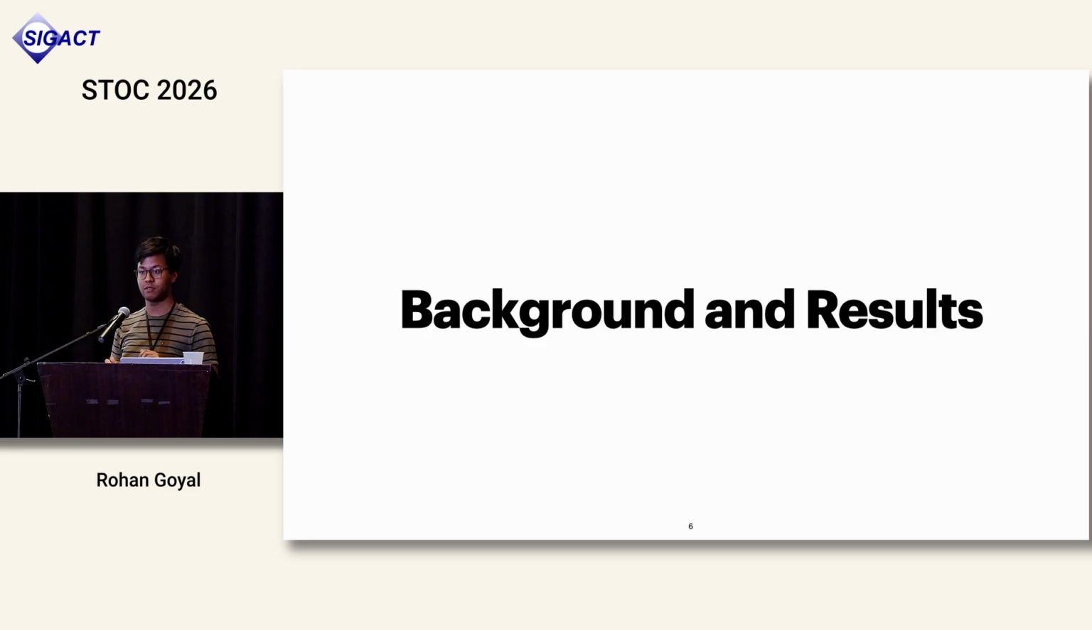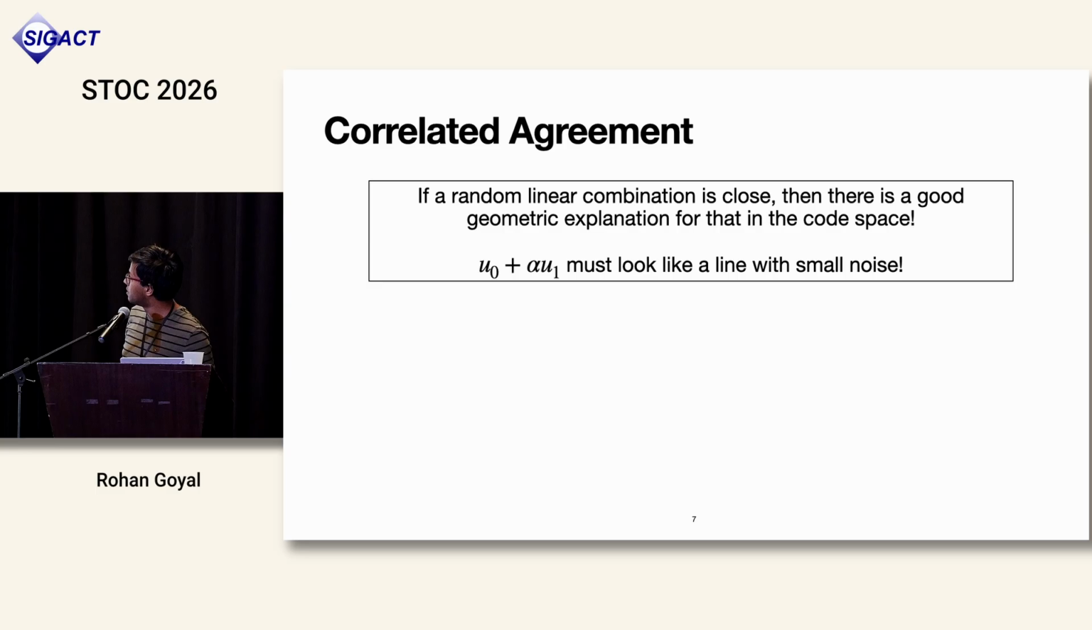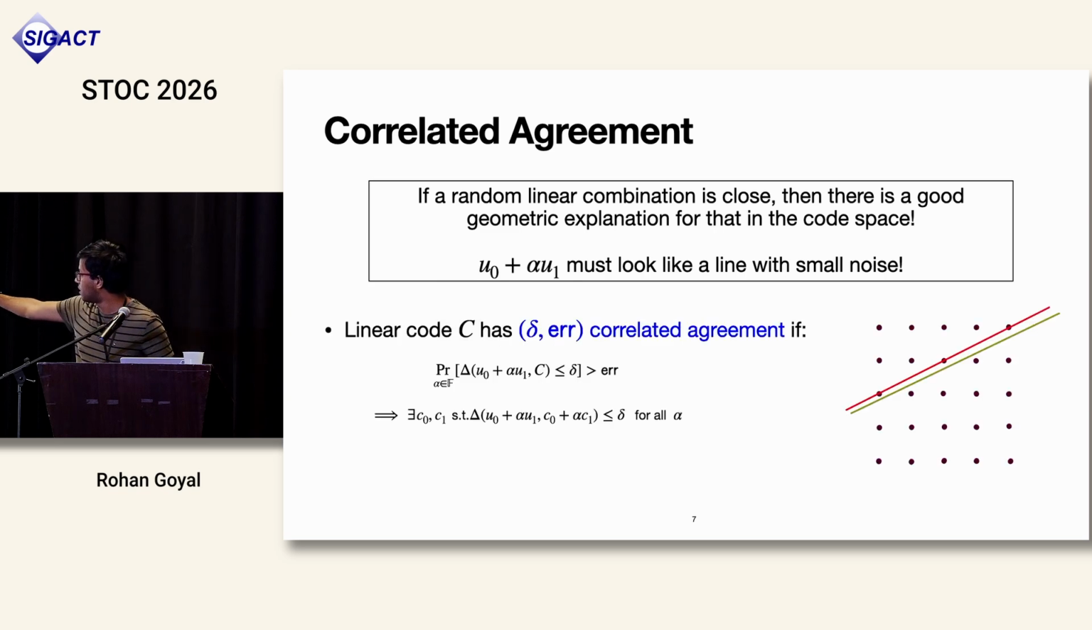That is the motivation for asking about proximity gaps. I'll try to define some things formally, so we have something concrete. So this is correlated agreement. I want to say if a random linear combination is close to the code, then there is a good geometric explanation for that in the code space. This is slightly different from how Swastik presented it. So if there's a line, which is this noisy line, which is close to the code, then I want to say within the code space, there is also a line which explains why this was close.